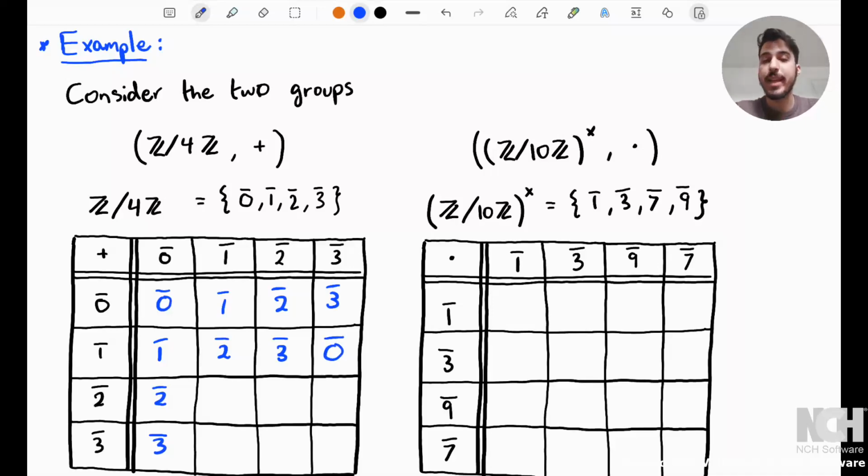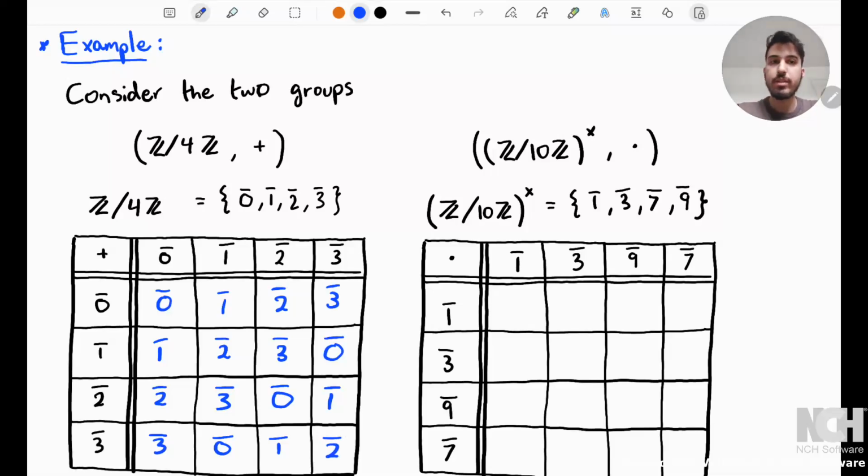We do the same thing with 2. So 2 plus 1 gives me 3. 2 plus 2 gives me 4, which again is 0. 2 plus 3 is 5, and 5 divided by 4 gives me a remainder of 1. The same thing with 3. 3 plus 1 is 4, which is 0. 3 plus 2 is 5, which is 1. 3 plus 3 is 6, which is 2.